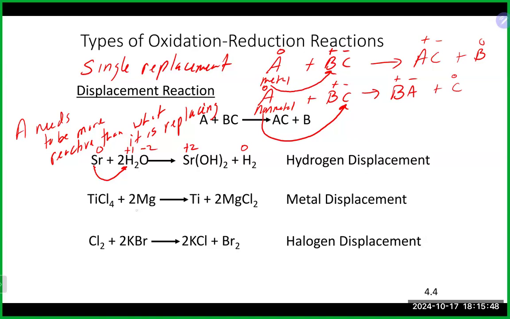This is sometimes referred to as a metal displacement. Metal, as we just said a second ago, will come in and kick out the metal. This has 0. This is +4. That is -1. On the right-hand side, this guy is 0. That is +2 and -1. In this case, the magnesium is going from 0 to +2, being oxidized. The Ti is going from +4 to 0, which means it is being reduced. It's actually becoming more negative. If you're not sure, again, if you follow number line, +4 is over here, 0 is moving in that direction. It's becoming more negative. It's being reduced.